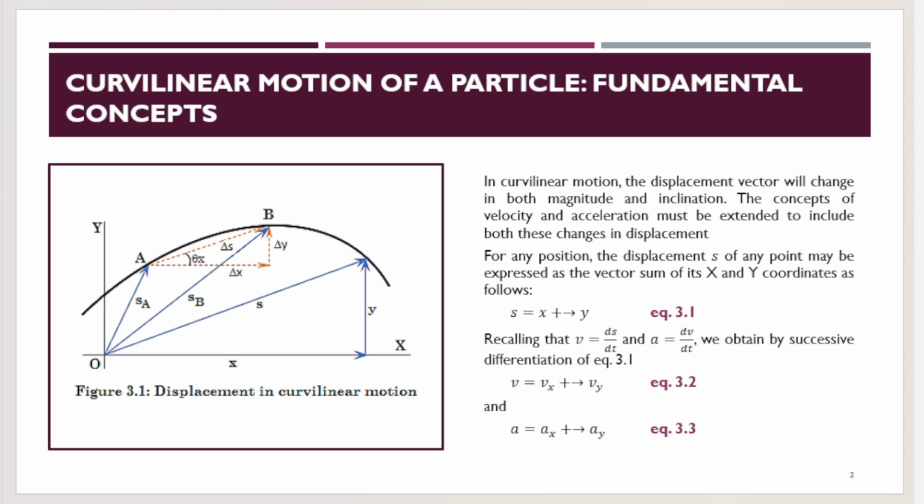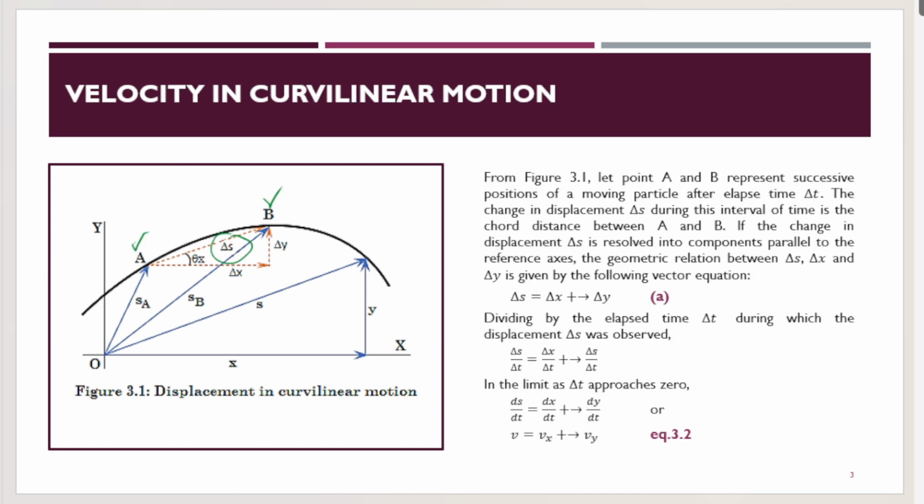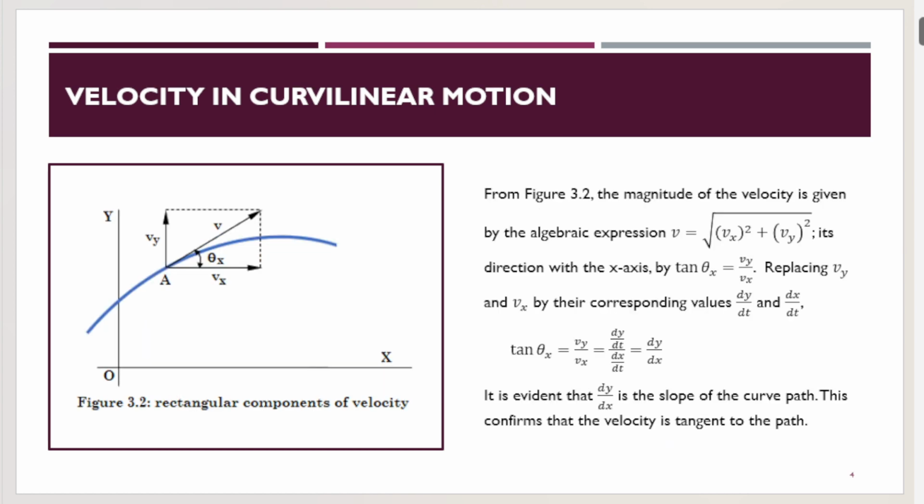This is the same thing as this equation, they are alike, because of the introduction of our elapsed time delta t. So we have this for the velocity.